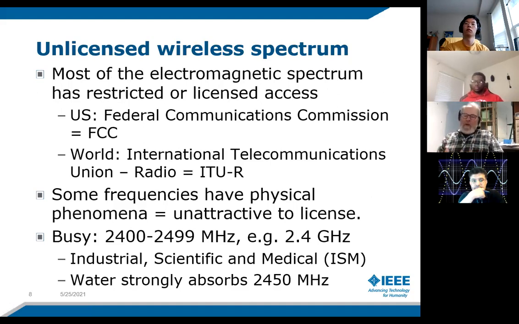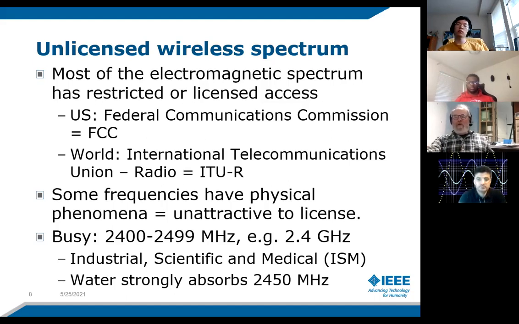So if you were to look at a map of the spectrum today, you'll find a lot of spectrum before 2400 licensed, and a lot of spectrum above 2500 megahertz licensed. But that little piece from 2400 to 2499 is relatively unattractive. It's called the Industry, Scientific, and Medical Band, one of several. And the reason it's unattractive is that water strongly absorbs around that frequency. So if you're trying to send messages anywhere and there's high humidity, you're blocked.